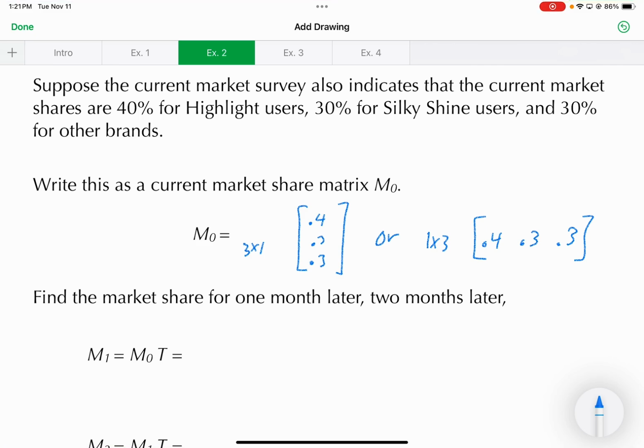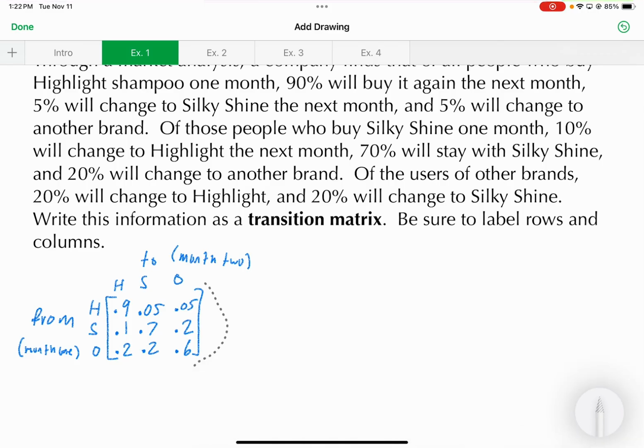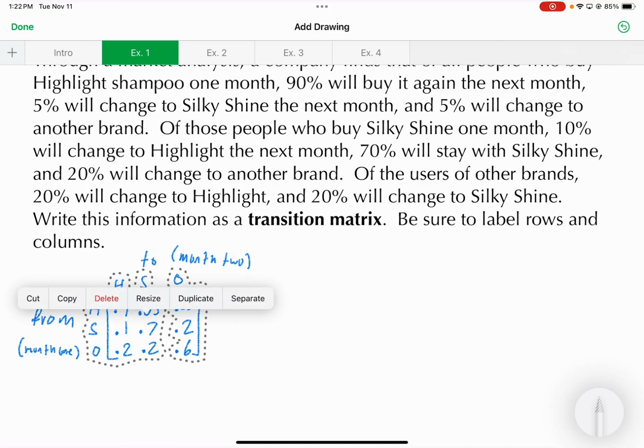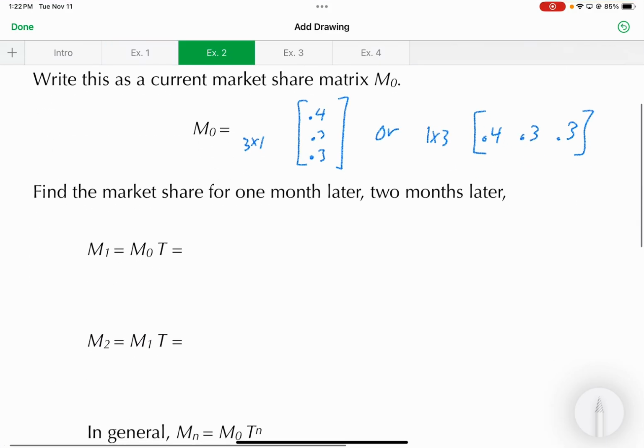The next thing it says is find the market share for 1 month later, 2 months later, and so on and so forth. Okay? So what I want to do is multiply the transition matrix that I just came up with by my market share matrix. Now, I'm going to go back and copy because it's way easier to do it that way. So I'm going to lasso it, copy it, and then paste it.